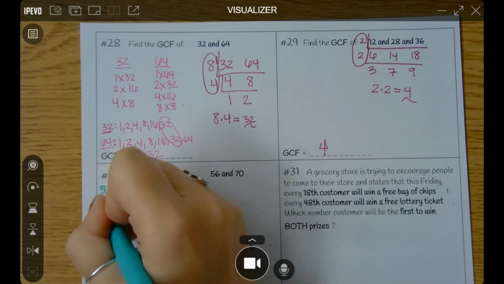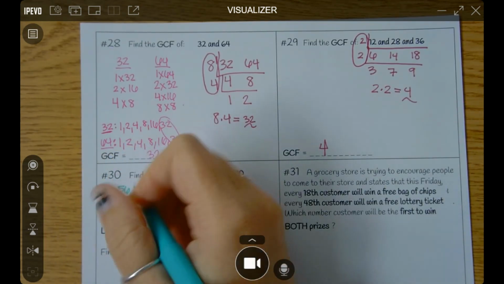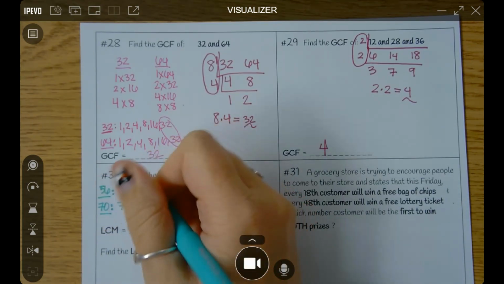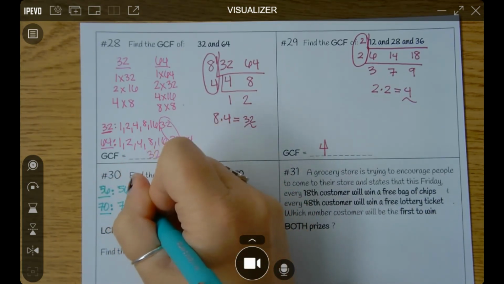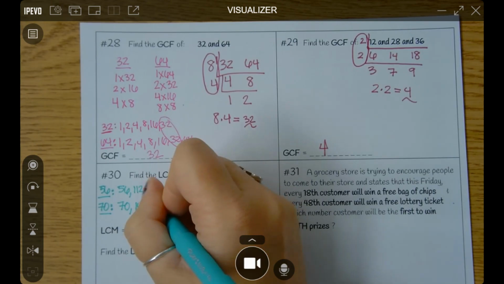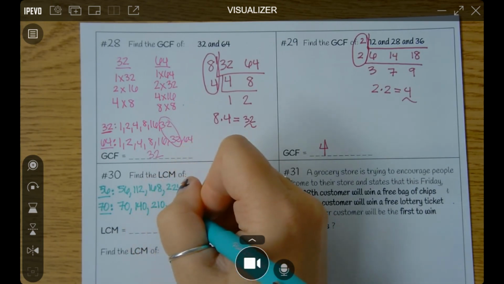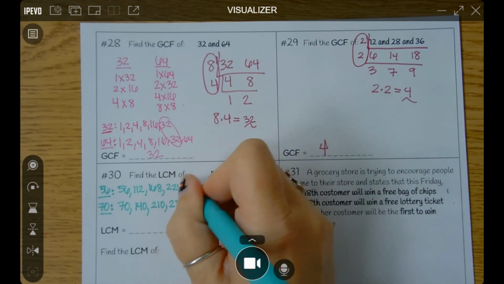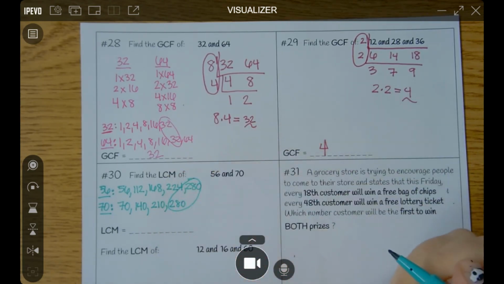For 70, my multiples of 70, 70 times 1, 70. 70 times 2, or hopefully you know, it's 140. 70 times 3. 7 times 3 is 21, tack on a 0. 70 times 4, 7 times 4 is 28, tack on a 0. And hey, look at that. They now share a multiple.